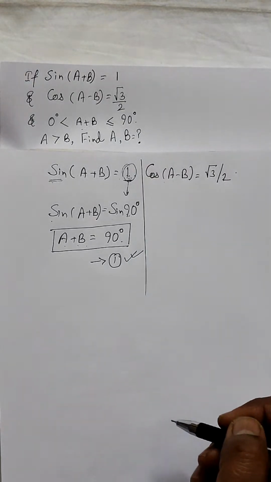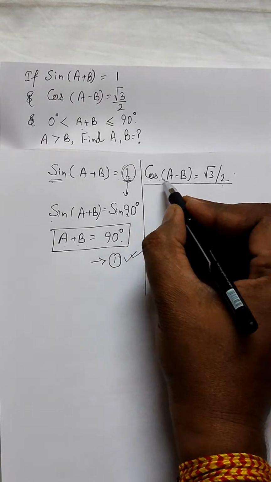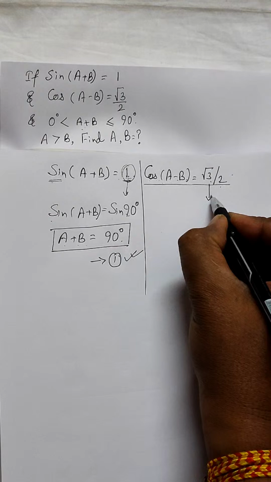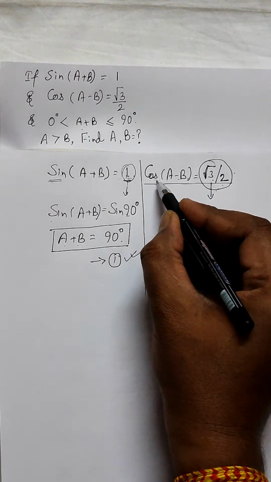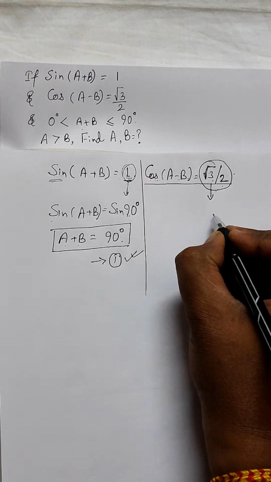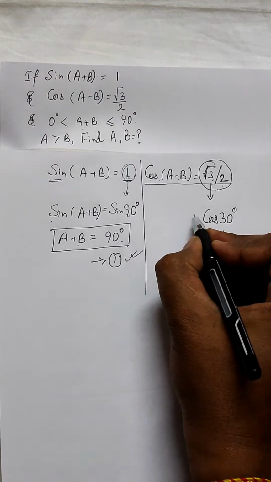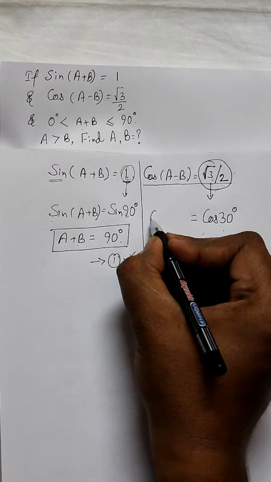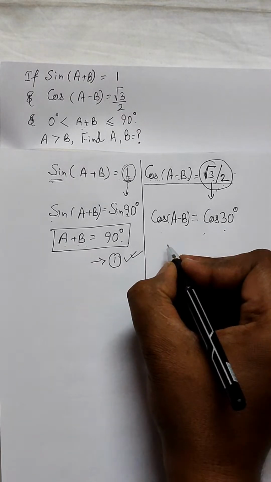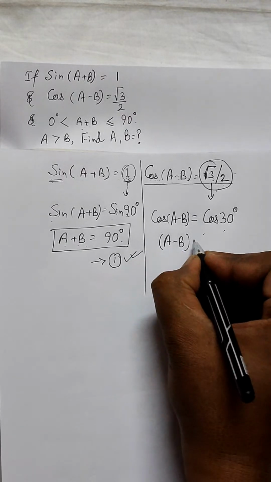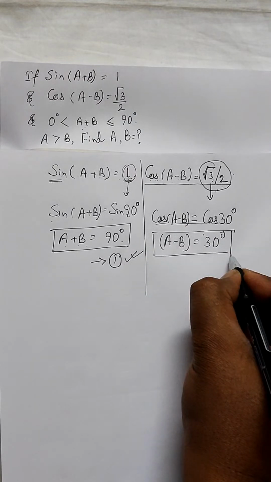So this is okay. Now the second data given in the question is that cos of a minus b equal to root 3 by 2. In cosine, we get the value root 3 by 2 at 30 degrees. So in place of root 3 by 2, just write cos 30 degrees, right? Now this will be equal to cos of a minus b, which is already on your LHS, right? Now from this equation, remove the cos, and you will get a minus b equal to 30 degrees. So this will be our equation number 2.